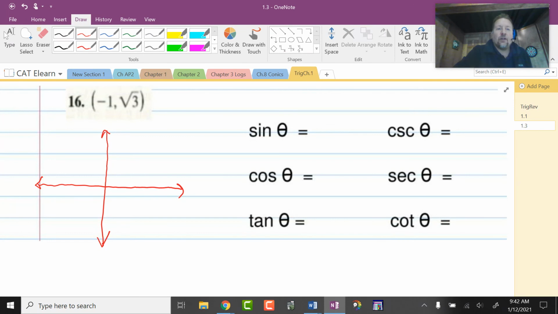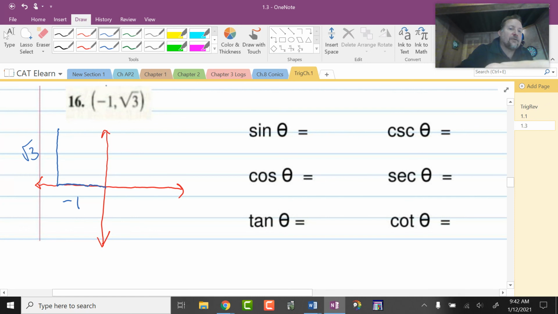But let's do the coordinate first of all. So the directions don't really give you the right, how do I start? You do the coordinate first. So I go negative 1, and I mark it. I go up root 3, just knowing how to move a coordinate, x first, then y second.